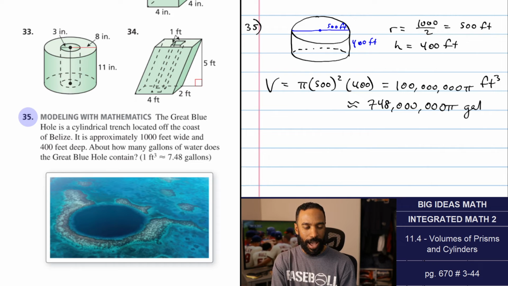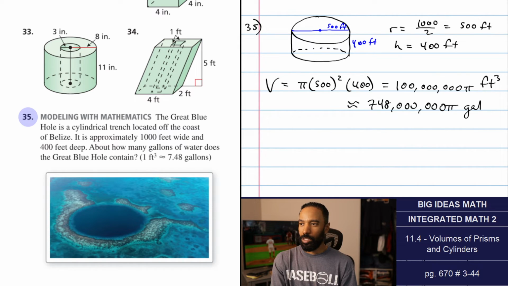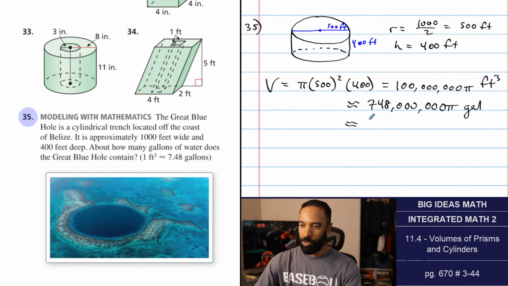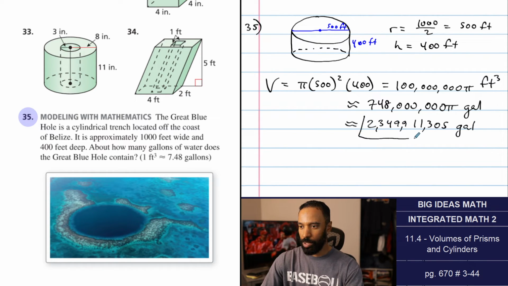So when you multiply by pi times pi, there's no decimal showing up. I don't think there are enough numbers to do it. It's not like it's a perfect number. No, it will be irrational. But 2, 3, 4, 9, 9, 1. I missed a 1. 2, 2, 3, 4, 9, 9, 11305 gallons. That's 2.3 billion, 2.35 billion gallons of water.